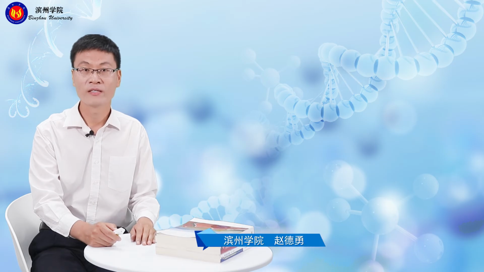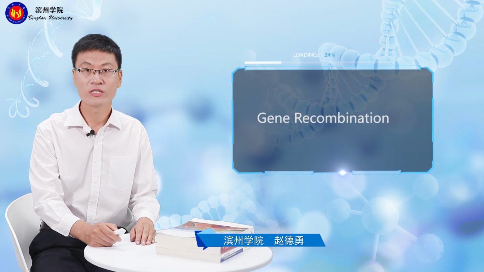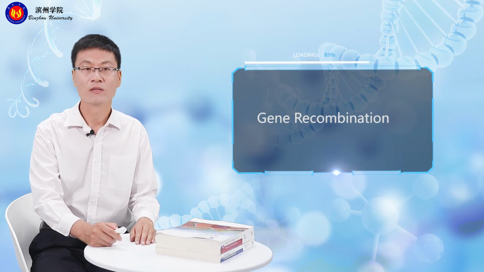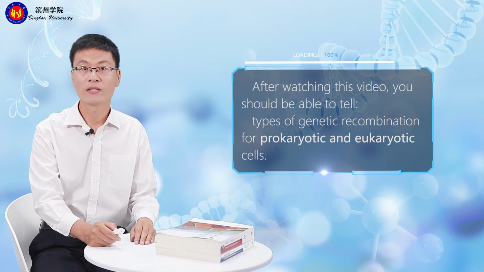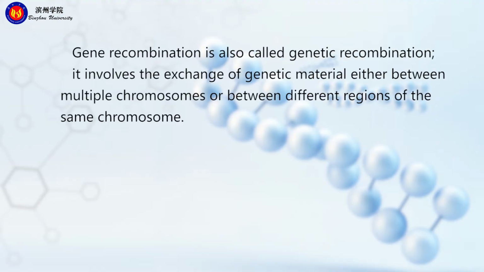Hi everyone, in this section we will talk about gene recombination. After watching this video, you should be able to tell types of genetic recombination for prokaryotic and eukaryotic cells. Gene recombination is also called genetic recombination.